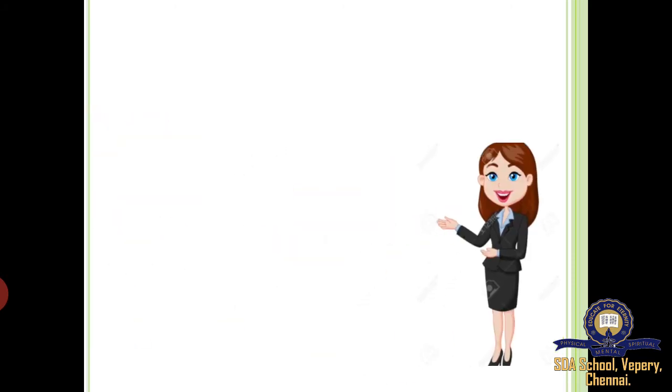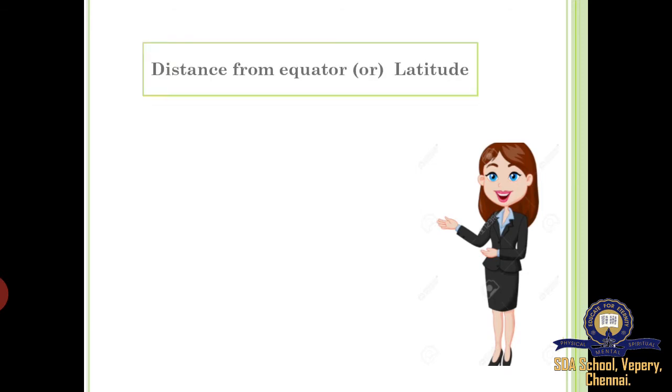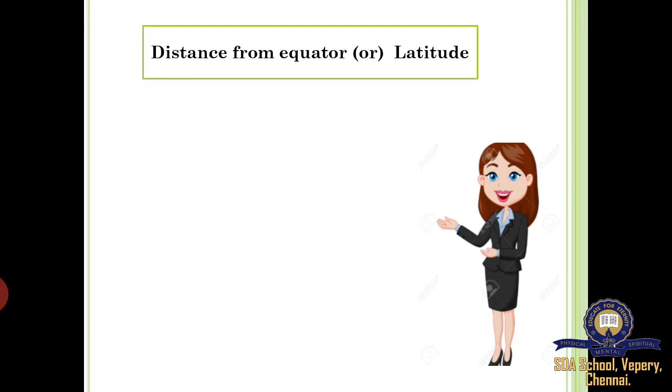The climate of a place depends on various factors. All of them are linked with the geography of that place. The first factor is distance from the equator, or the latitude.